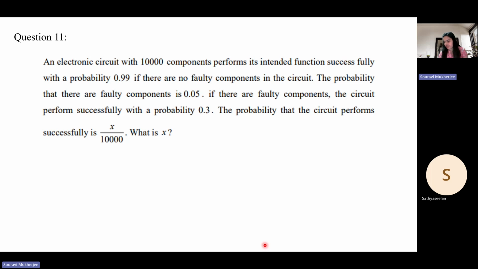Okay. Now this is another question which says that there's an electronic circuit with 10,000 components. If everything is fine, it performs its intended function successfully with probability 0.99 if there is no fault. And if there is a fault, then it successfully performs with a probability of 0.3. And the probability of having a fault is 0.05. Now, what is the probability that your circuit performs successfully? That's the question. You have to find it.